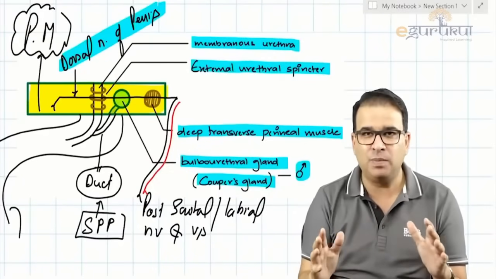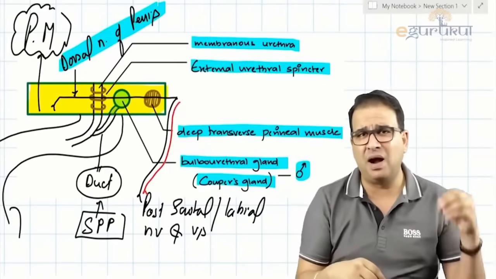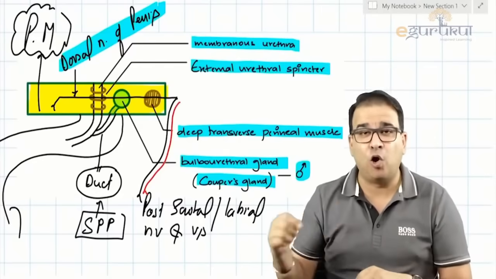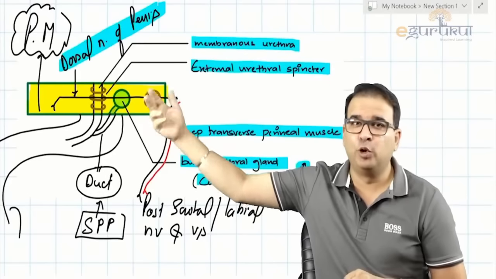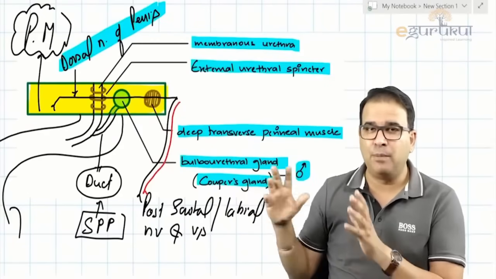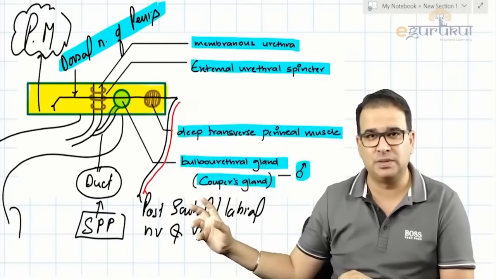Rest any other nerve or blood vessel, if it comes in front of you, like deep artery of the penis, artery to the bulb, artery to urethra, this and that, they're all piercing perineal membrane. And if they're piercing perineal membrane, they are content of both pouches. So I'm not bothered about it. I'm bothered about those contents which are unique to either deep pouch or superficial pouch.